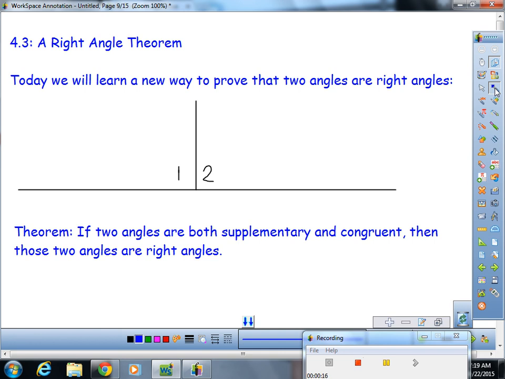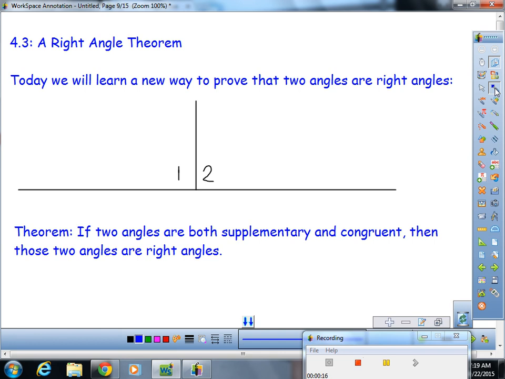4-3, ARAT. A right angle theorem. ARAT states if two angles are both supplementary and congruent, then those are two right angles, okay? This would be a pretty easy proof.